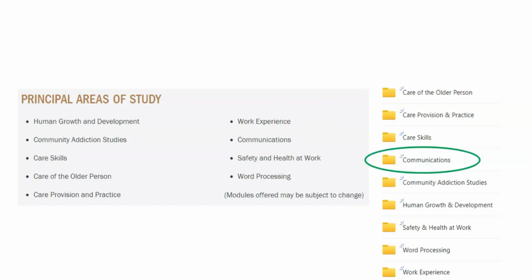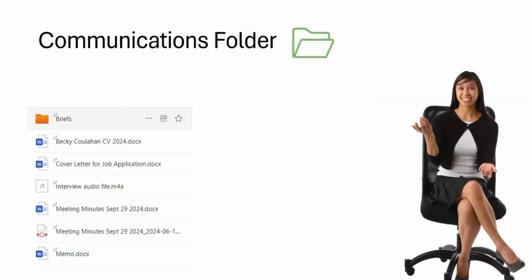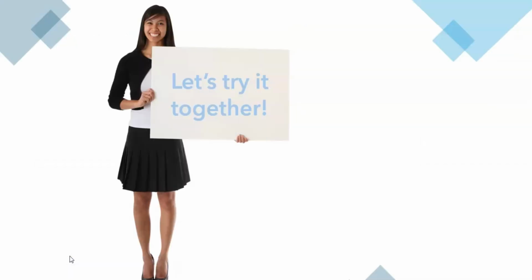Let's focus on the communications module, for example. The communications module, inside this folder, there's going to be another folder for briefs, and there's going to be all the work that she's done towards these briefs within it. So you can see Becky has a CV, a cover letter for a job application. She has an interview audio file, meeting minutes, a Word file, the same but also created into a PDF, and she has a memo file. We're going to try this together now.